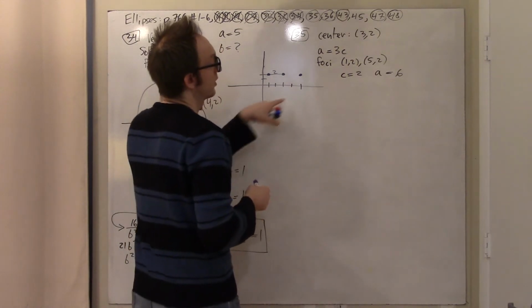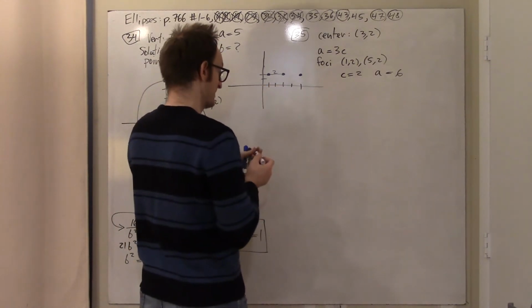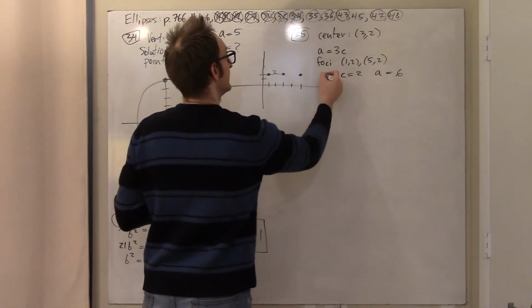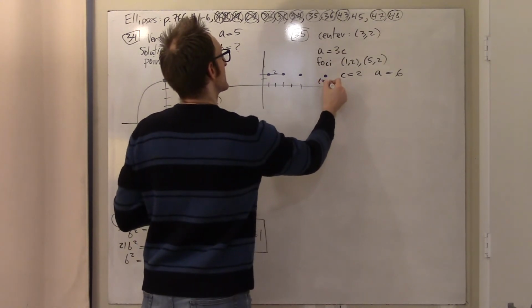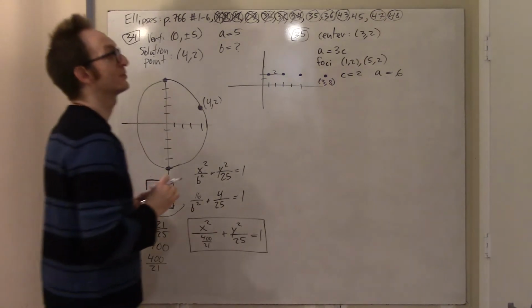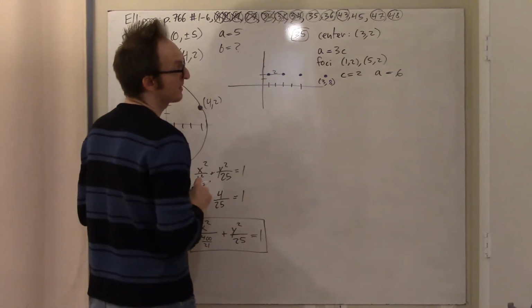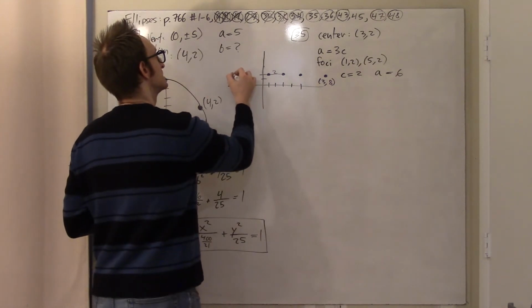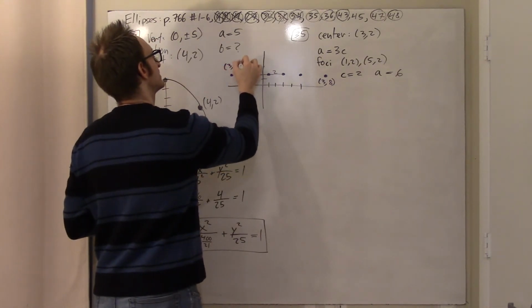I just need to go 3, 2, and then over 6, so that'll be at 3, 8. There'll be 1 vertex, and the other vertex will be 6 away from 3, 2 in the other direction. So that'll be 3 comma negative 4. So there it is, 3 comma negative 4.